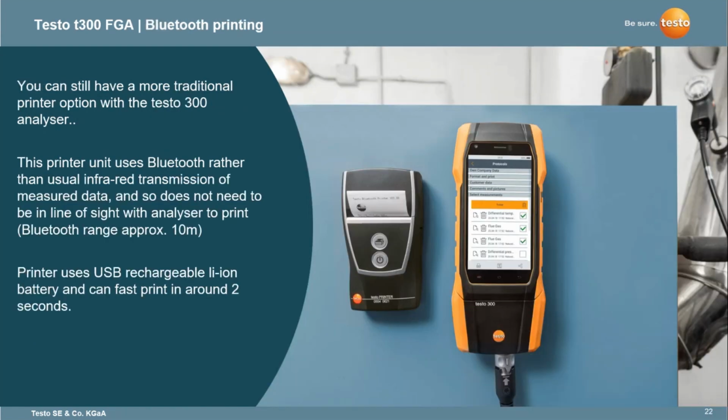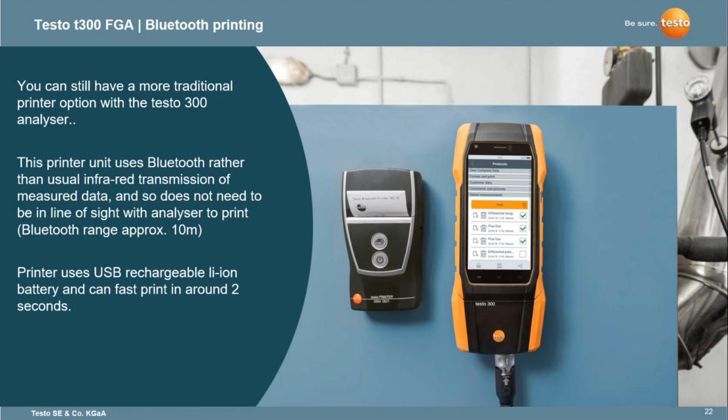And if you still want to use a more traditional printer option, you've got that with the 300. We use a Bluetooth rather than infrared printer. Benefit of that is it doesn't have to be direct line of sight, where with a lot of the infrared printers you've got to be no more typically than 6 inches away from the instrument. With this, it can be up to 10 meters away.